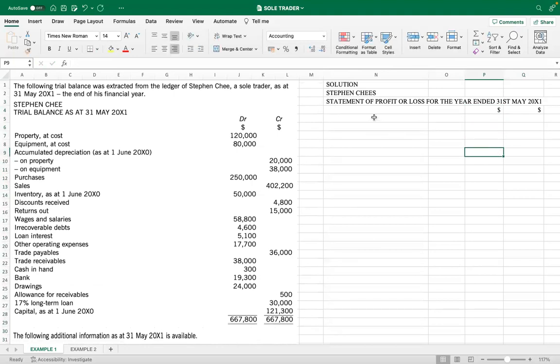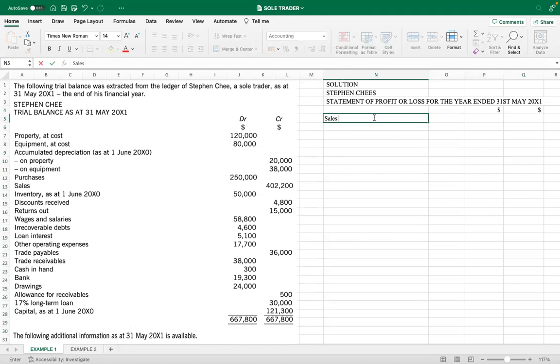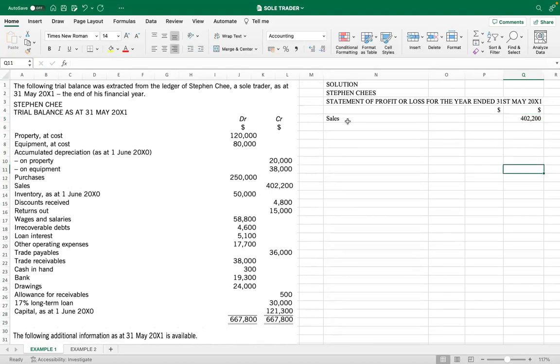Okay. So in order to prepare a statement of profit or loss, we always start with sales. We identify what is our sales from the question. So our sales should be a credit entry in the trial balance. So our sales is 402,200. So that is sales that has been given in the question.